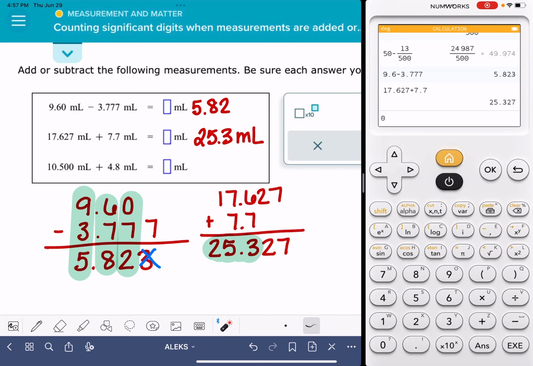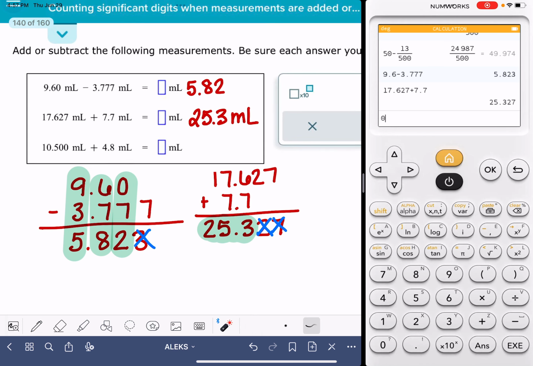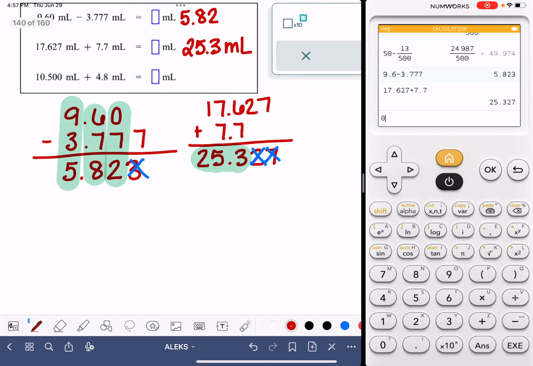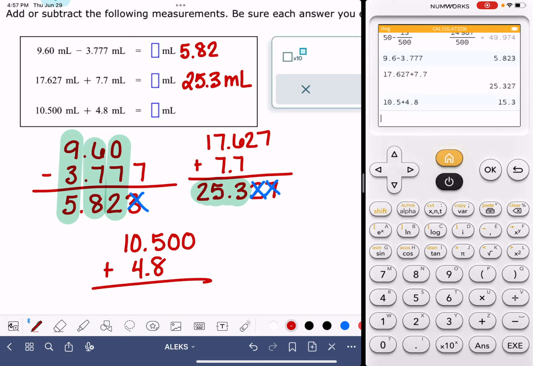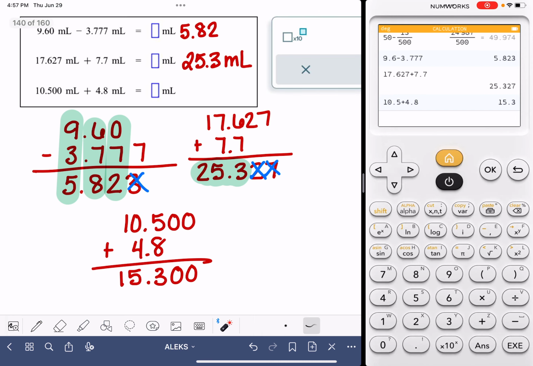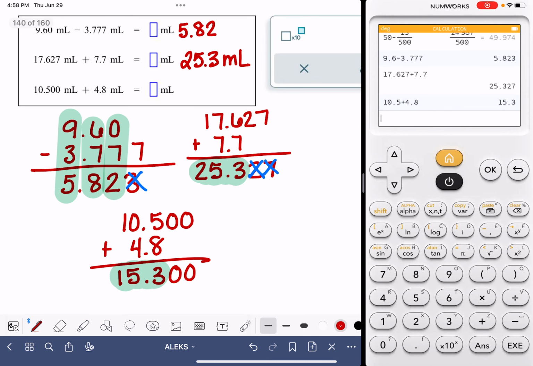Now, I do want to add that in neither of the examples that I've done so far have I had to do any rounding. Let's see if we have to do any rounding on the last one. So the last problem that we have is 10.500 plus 4.8. 10.5 plus 4.8 is 15.3. We are not allowed to keep the 0 because there's nothing here. We're not allowed to keep this 0 because there's nothing here. We're only allowed to keep these 3. So the answer is 15.3.